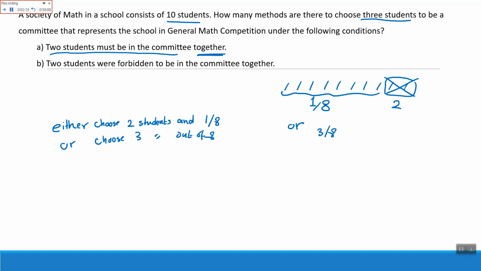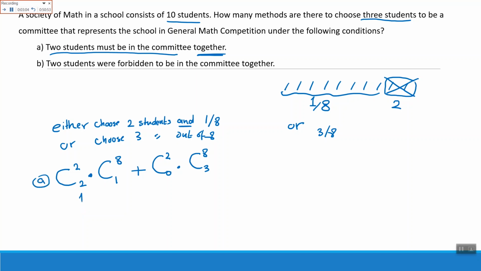So they want to be together. Either choose them together and choose 1 student from the rest, which is 8, or just ignore them and choose the 3 from the 8. So you have 2 choices. Either choose 2 students out of 2 students, and multiplication 1 out of 8, or is addition. Choose 0 from the 2 students, don't choose them at all, and choose 3 from the 8. So that's the answer to the first part, part A.